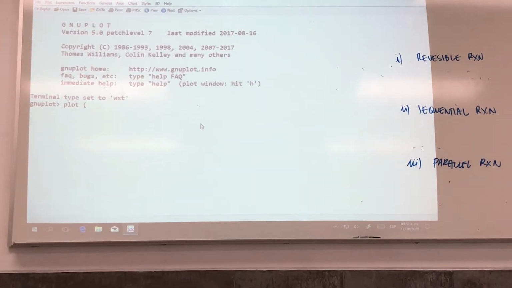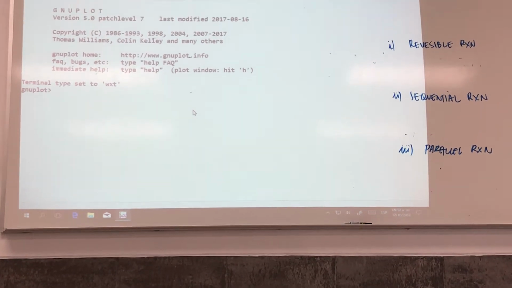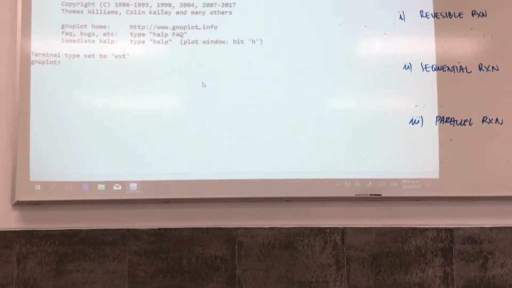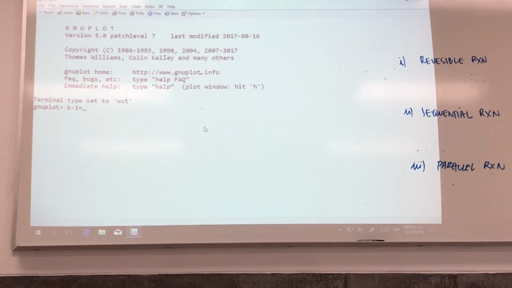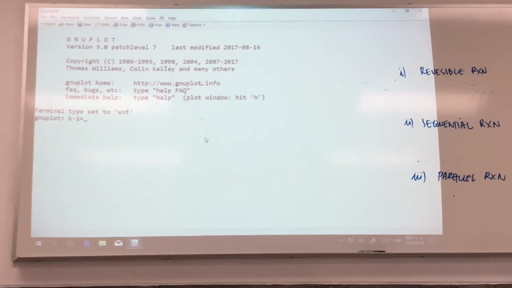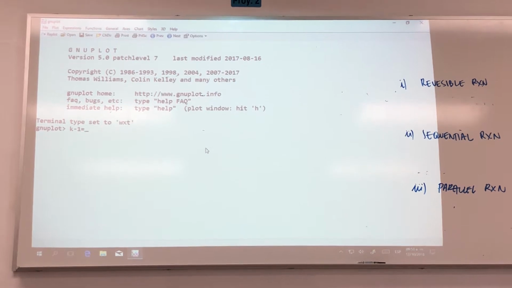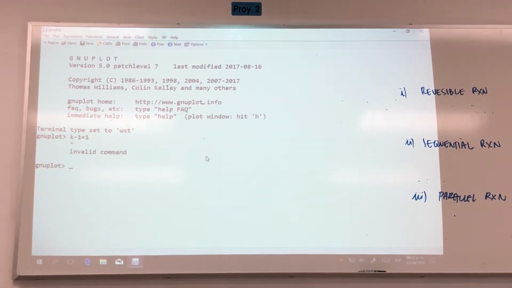Let's call K minus 1, let's make it, we said 5 times larger. So K minus 1, let's make it 1. And K1, I will make it 5. So these are just some constants.